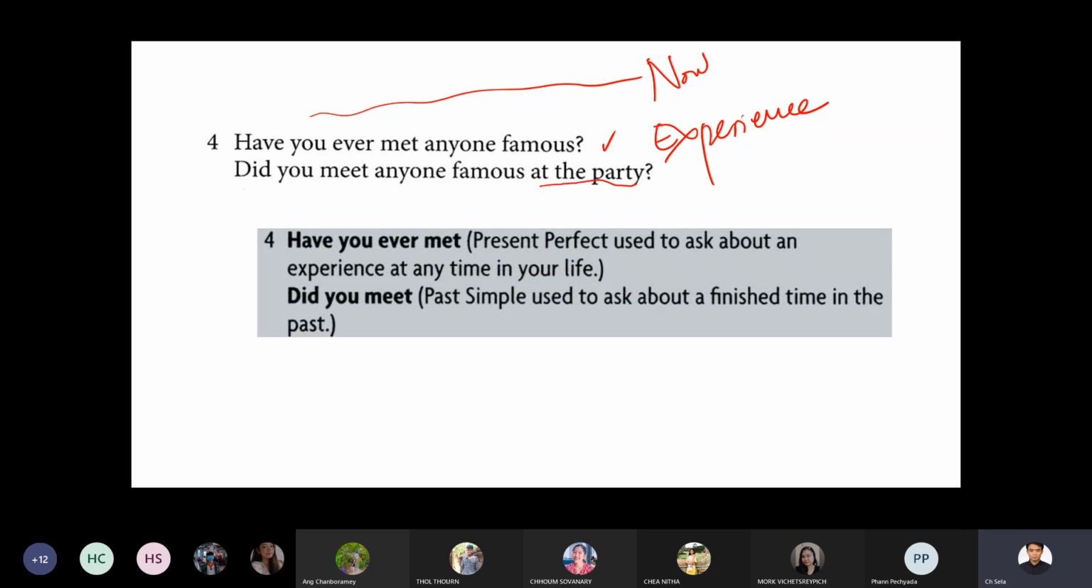So the first one, have you ever met, present perfect is used to talk about an experience at any time in your life. From when you were born up to now, we don't know, right? But the second one, did you meet? Past simple is used to ask about a finished action in the past at a specific time, at that party.